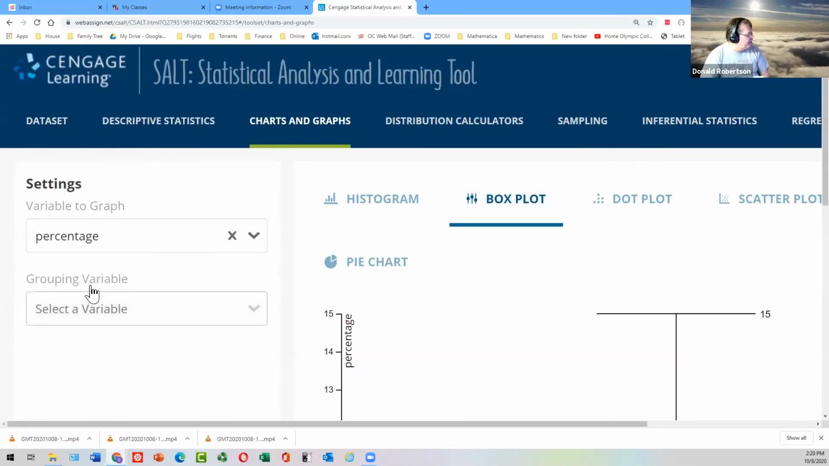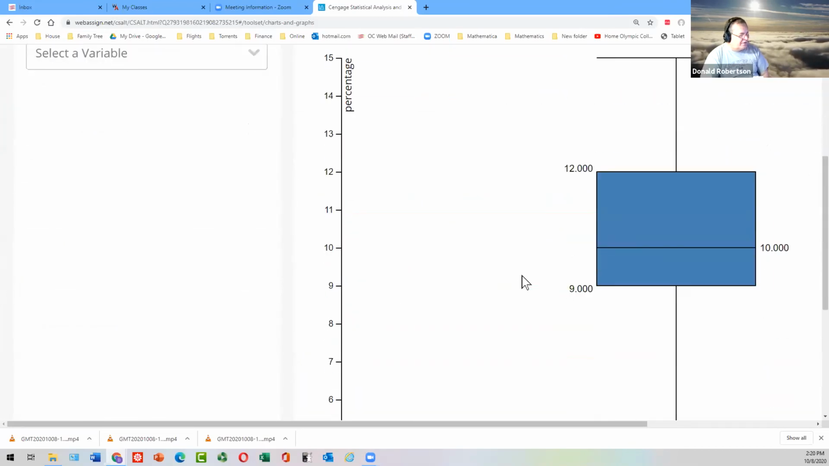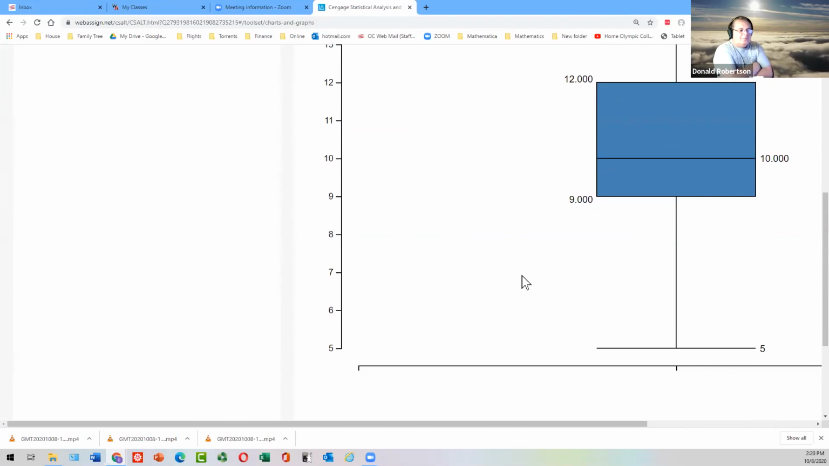But even better than that, if I hit charts and graphs and I hit box plot, and I hit that number, do you see it draws a box plot for me? It's kind of cool. It's a pretty crude looking box plot, but isn't it enough to at least save you some time and money? I like that.